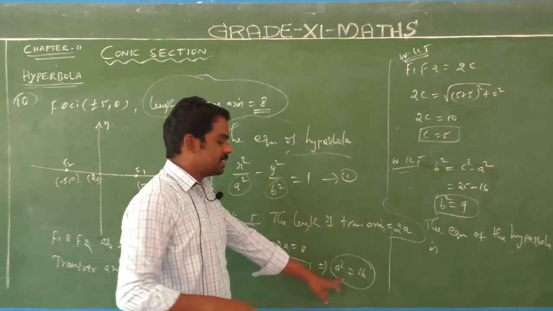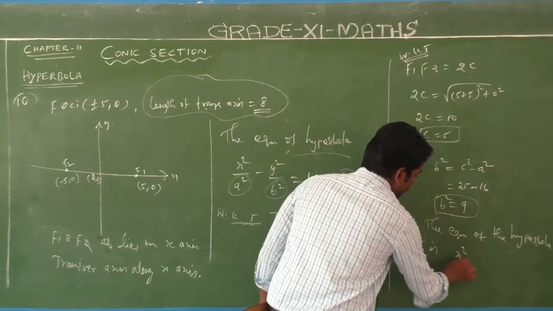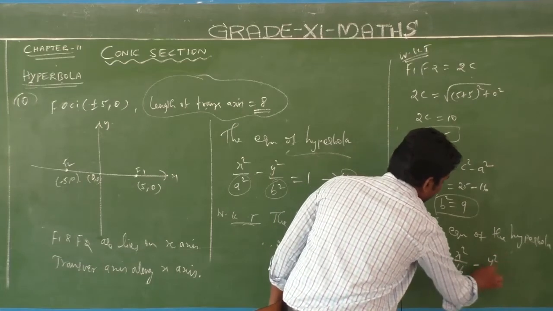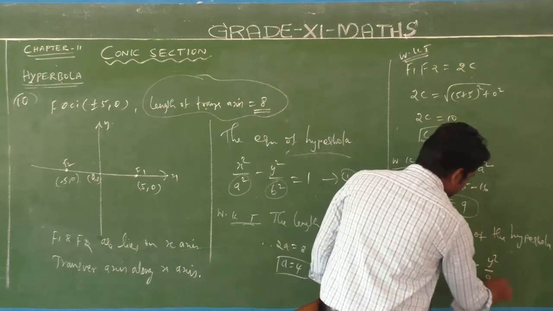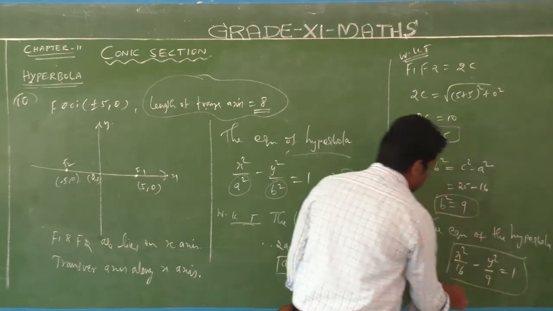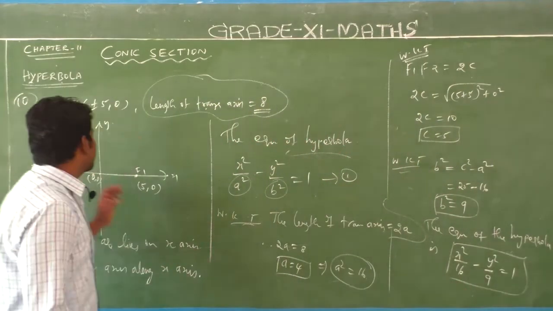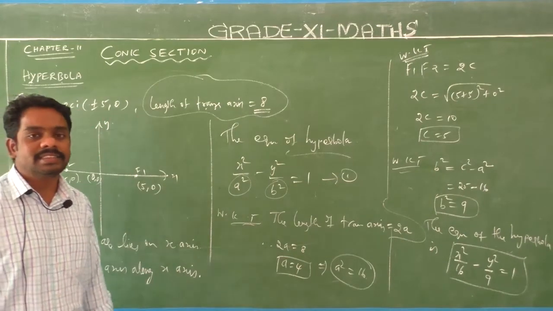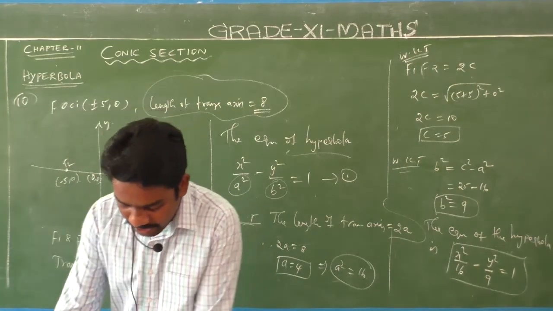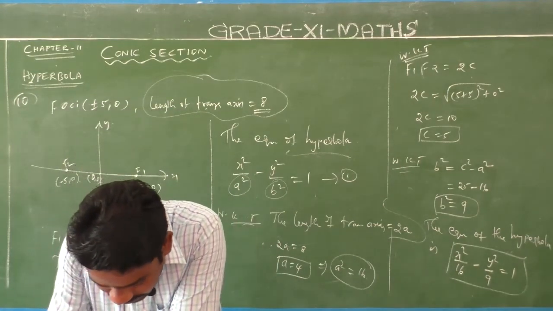A squared value is 16. So x squared by 16 minus y squared by b squared, where b squared is 9, so y squared by 9 is equal to 1. This is the correct equation of the hyperbola, satisfying the given conditions: foci at plus or minus 5 comma 0 and length of the transverse axis 8. Okay, right. Next, question number 11.